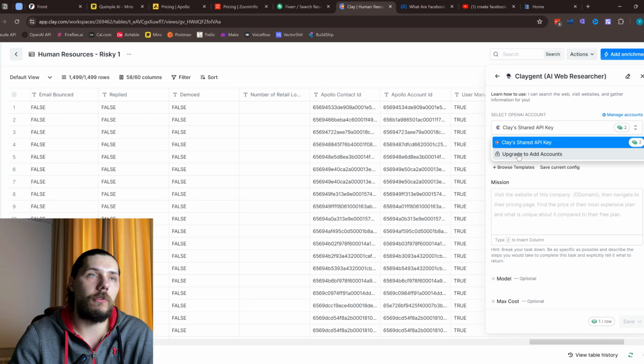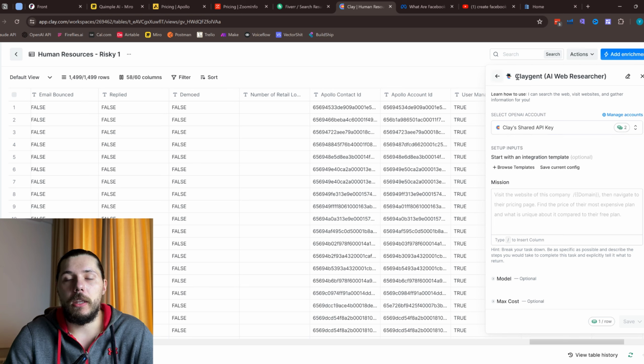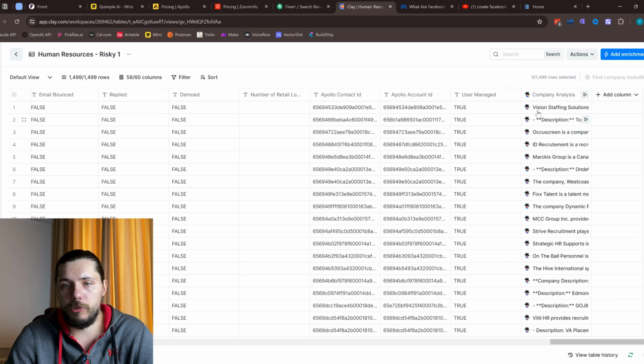Obviously, you would need to pay OpenAI, but it's not that expensive. But again, it's only valid for the Clay agent. It's basically the tool that allows you to provide the prompt to the AI to research this company.